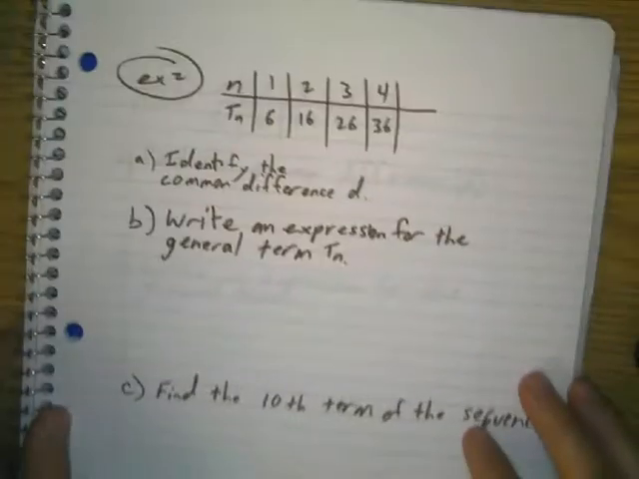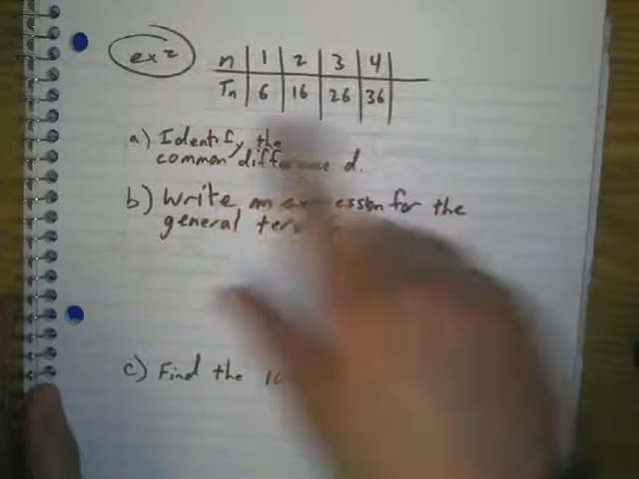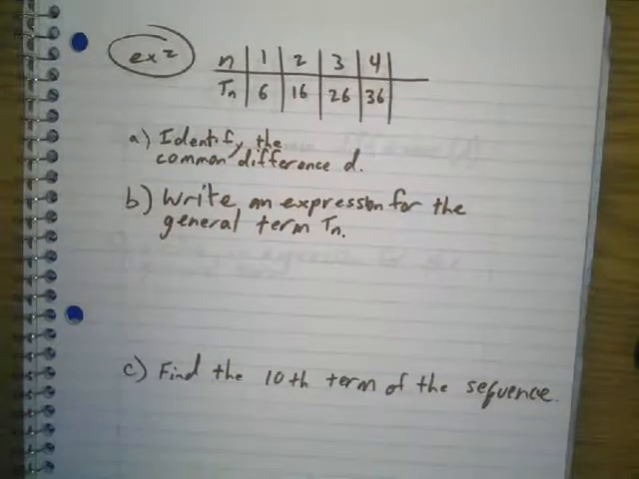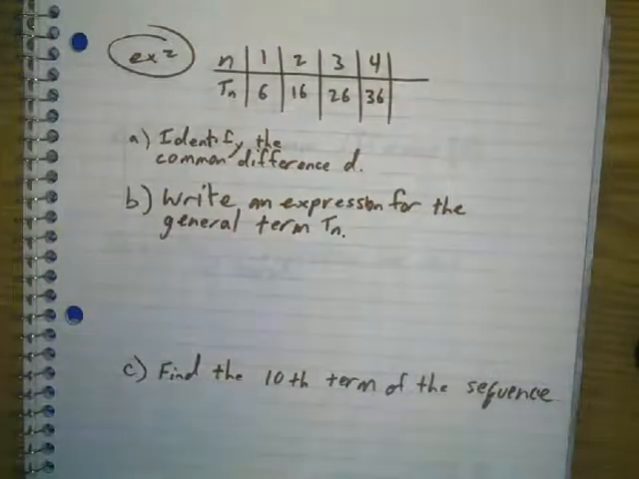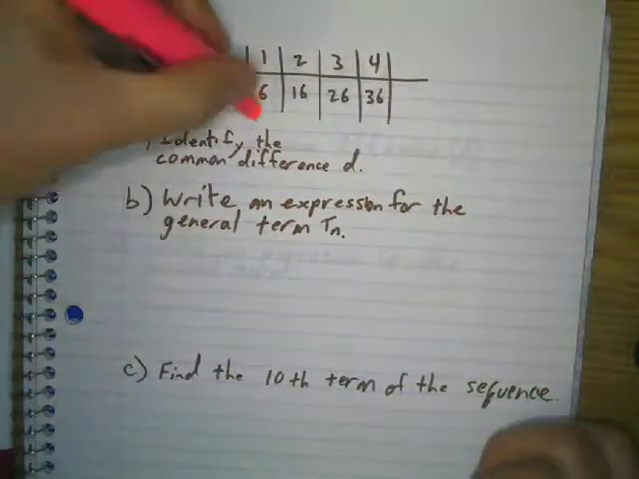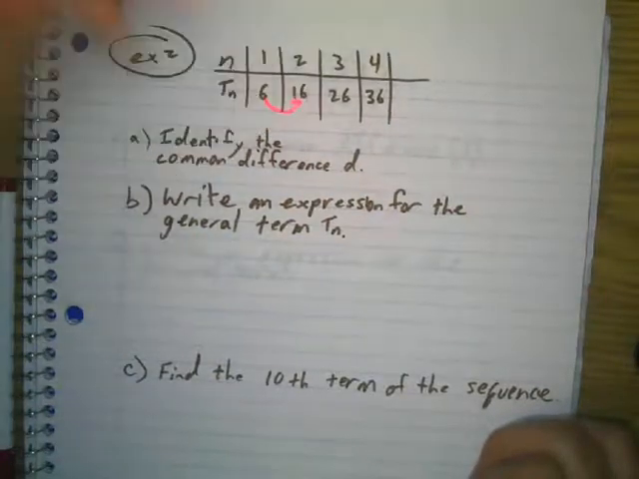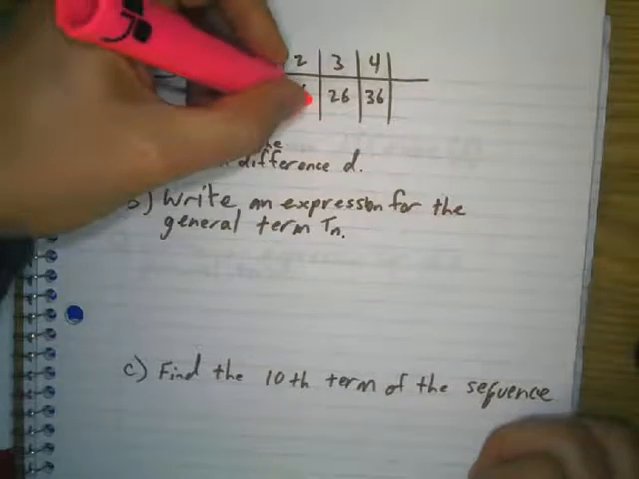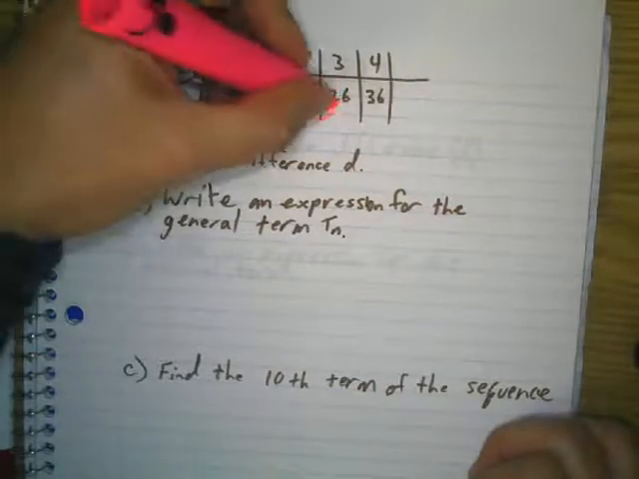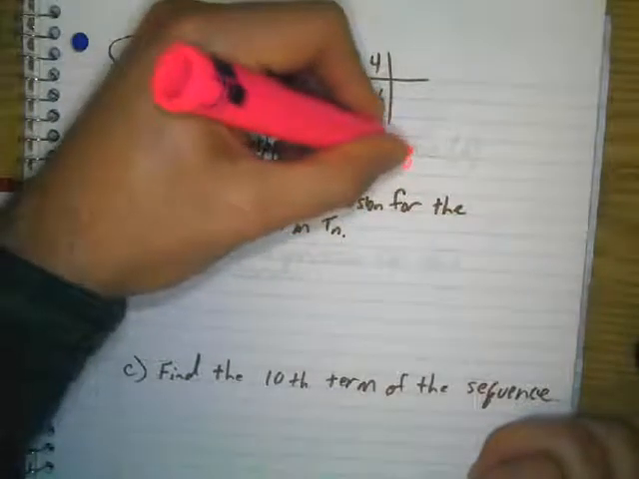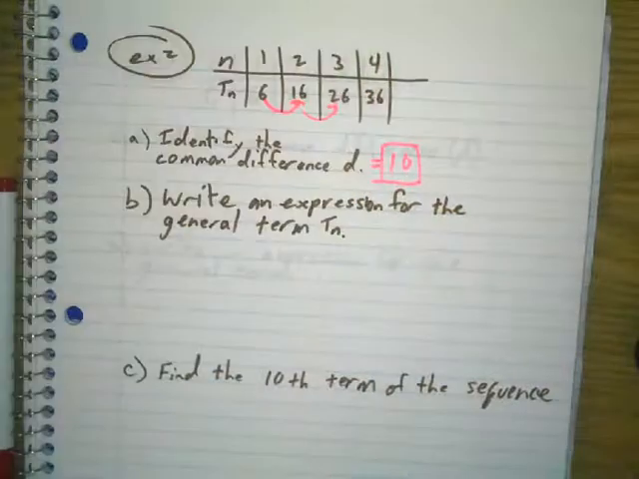Okay, so let's look at this next example. You're given a table and you want to find the common difference. So if I want to find the common difference, you can see, well, how much is this increasing by? By 10, right? If I add 10 to 16, we're going to get 26. So the common difference is equal to 10.